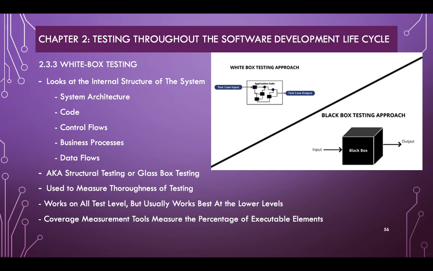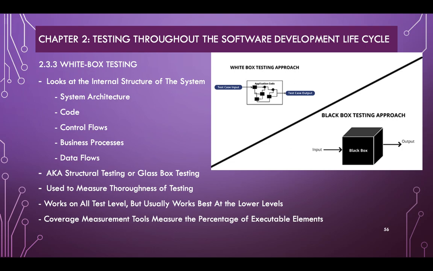White box testing is a type of testing that looks at the internal structure of the system. It inspects the system's architecture, code, control flows, business processes, and data workflows. White box testing is also called structural testing or glass box testing. It is used to measure the thoroughness of the testing process through the coverage of items in the software.